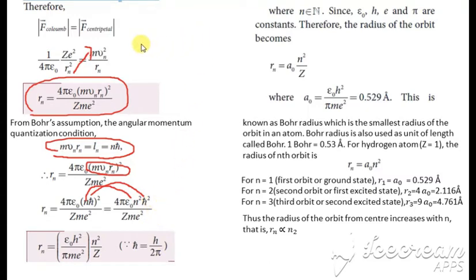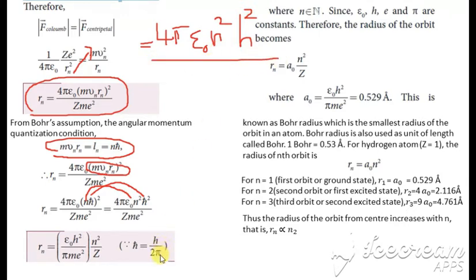H divided by 2 pi, and so we get 4 pi epsilon naught n square. Instead of h bar square we write h divided by 2 pi the whole square, so h square divided by 4 pi square. Then the remaining terms are Z m into e square. Now 4 gets cancelled, one value of pi gets cancelled, and so the remaining terms are epsilon naught h square n square divided by pi m e square Z.